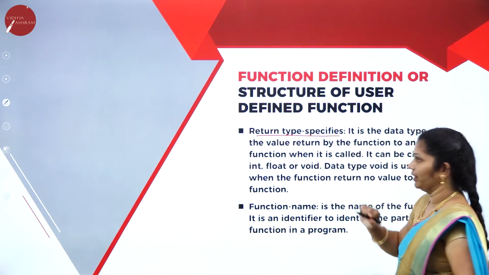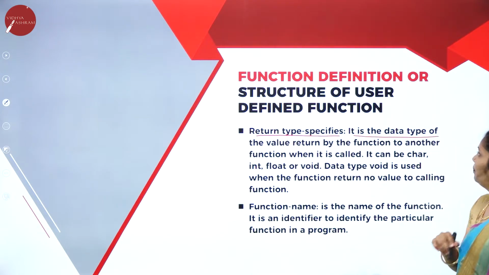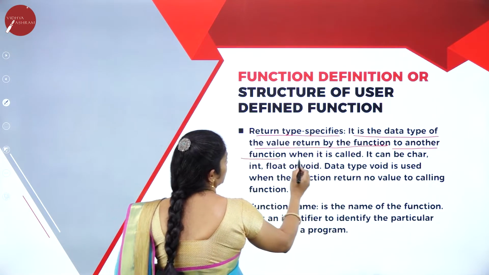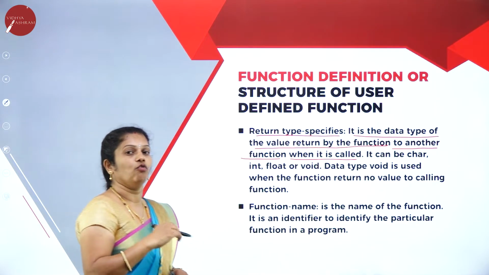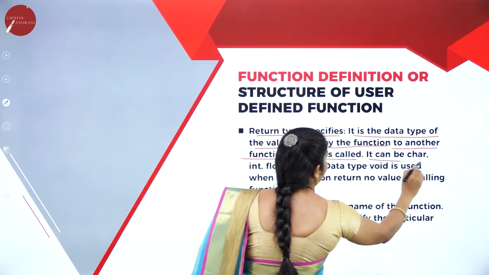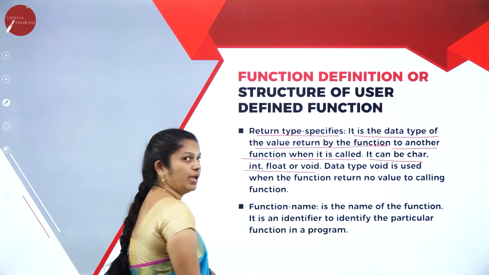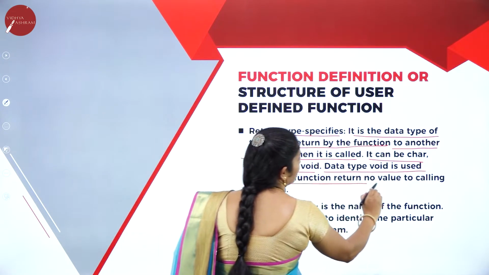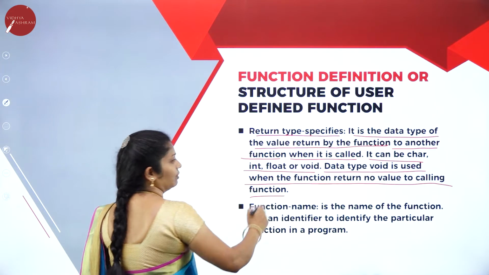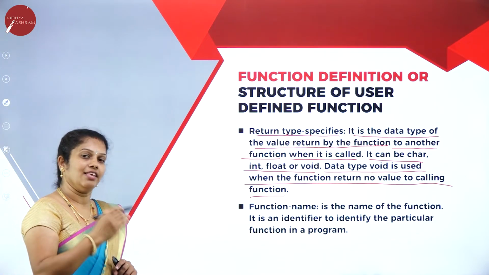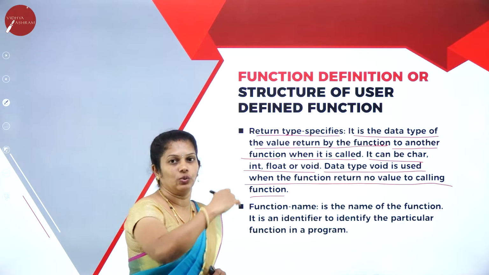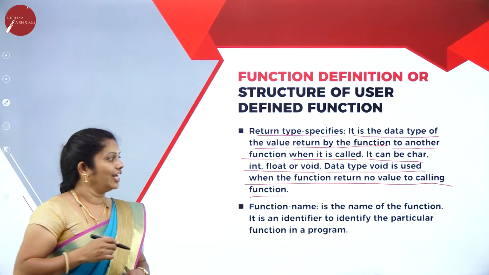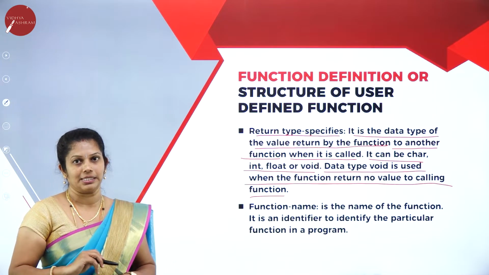The return type specifier is the type of data, the value returned by the function to other functions when it is called; which type of value we are generating. It can be char, int, float, or it may be void also. Data type void is used when the function returns no values to the calling function. When we want to transfer any values, we mention which data type it is. If you don't want to transfer any values from subprogram to main program, then we use void. It means no values are passing here.